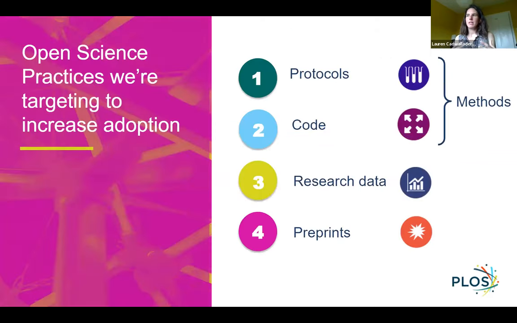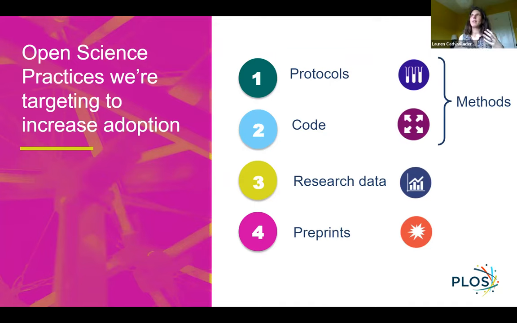What we're targeting at the moment is to increase adoption of four open science practices. So they're protocols and code, which we think of together as methods, so increasing method sharing, research data. And whilst we already require research data to be shared, we're now targeting best practice in sharing of research data. So really driving our authors to using repositories rather than supplemental information, and also preprint sharing.